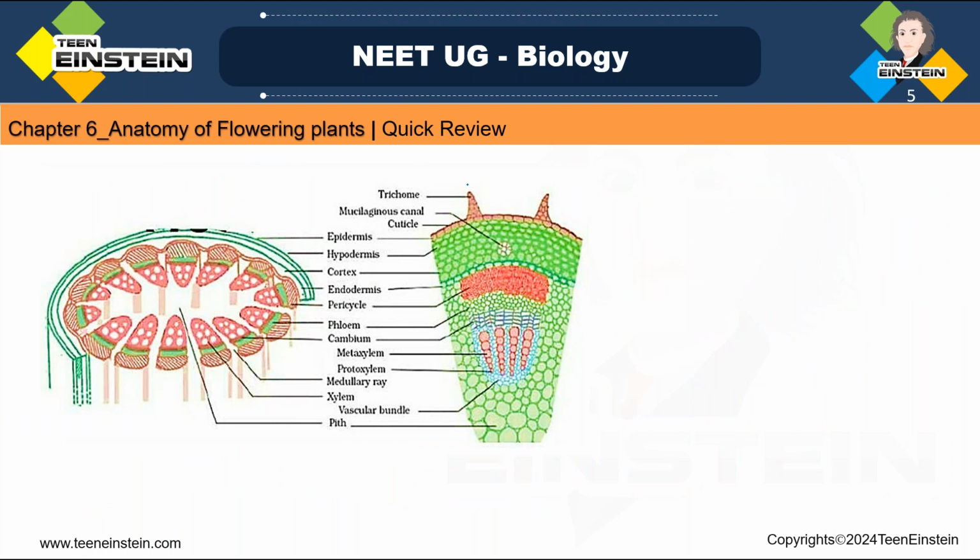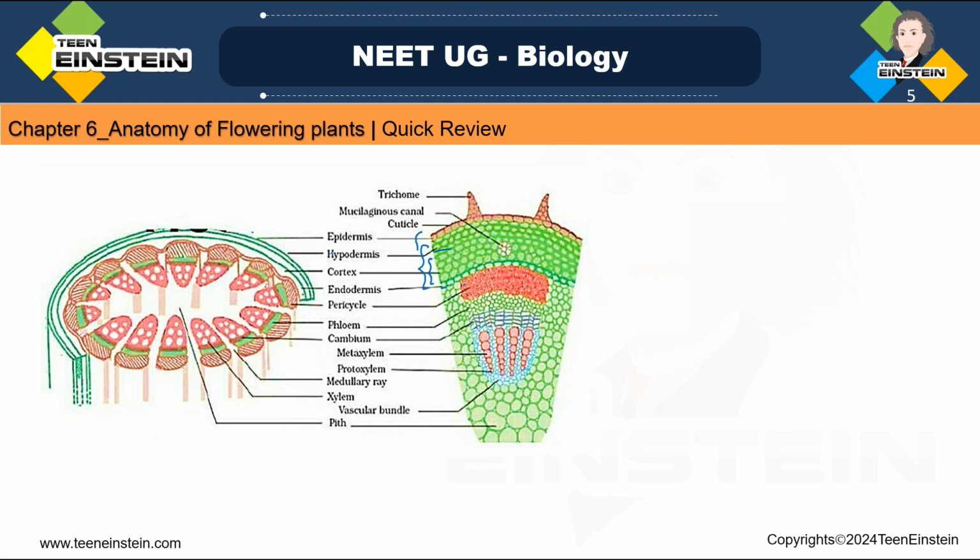Now we have talked about which region? We have talked about the cortex. In that, hypodermis, general cortex, endodermis, everything we have said, right? So this is the cortex region. In that we said hypodermis, then the general cortex, then the endodermis. This cortex portion, we are done with that, right?